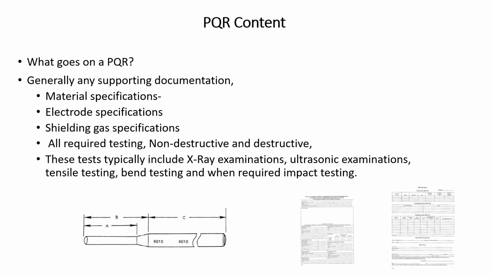But with a PQR, you need to hit all the essential variables for whatever code you're working to, and then the required examinations. You're putting together a case, court of law type thing. You're putting together a document that is going to support your WPS. You can't have any holes in this. This needs to be tight. This needs to be airtight. So you need to include all the information that is required by your code or your customer specifications and requirements and documents. They all need to be in a PQR.